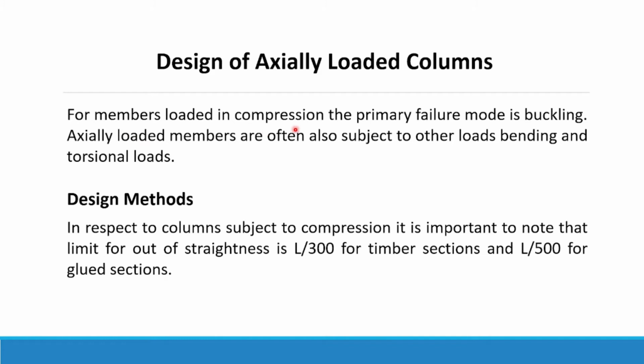And for members loaded in compression, the primary failure mode is buckling. Axially loaded members are often also subject to other loads like bending and torsional loads. For the design methods, in respect to columns subject to compression, it is important to note that the limit for out of straightness is L over 300 for timber sections and L over 500 for glued sections.